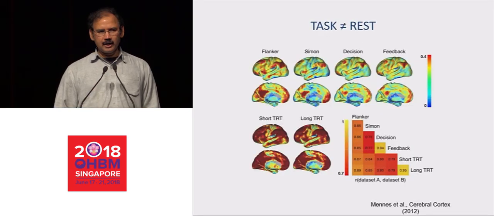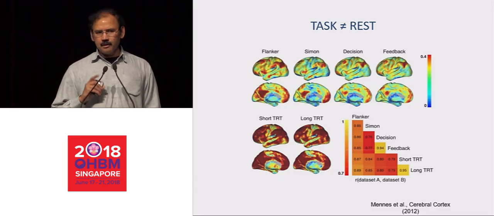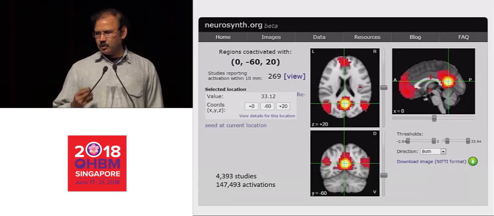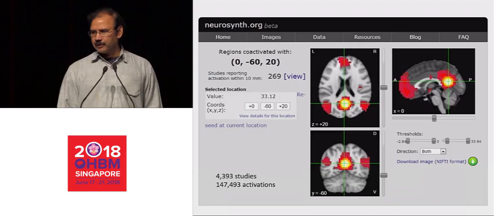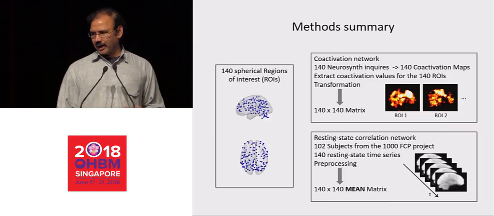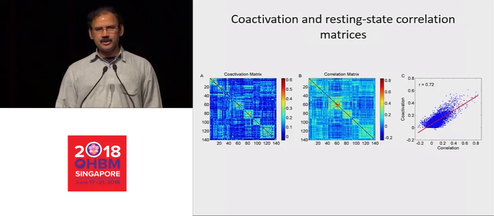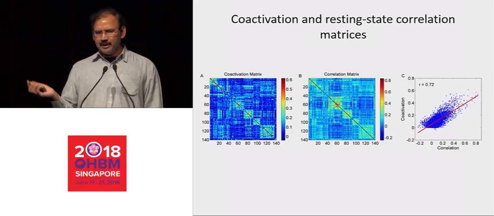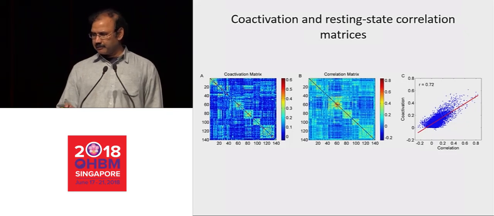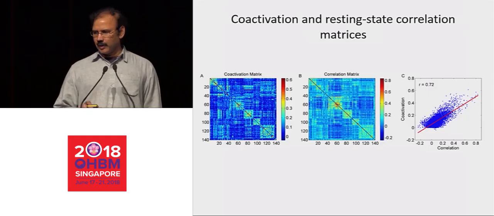However, Martin Menes, then working with Mike Milham's group, showed that task and rest don't really overlap. So we used a similar approach using the NeuroSynth database instead to look at both correlation as well as coactivation networks. On the left is the coactivation network. The middle is the correlation network, and the last one shows correlation versus coactivation.